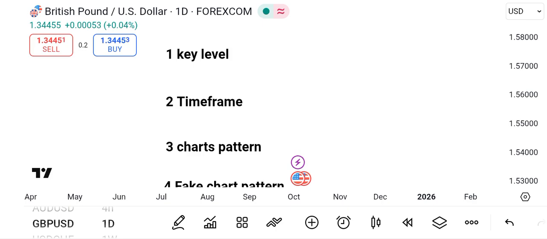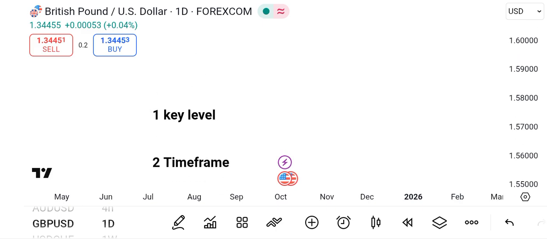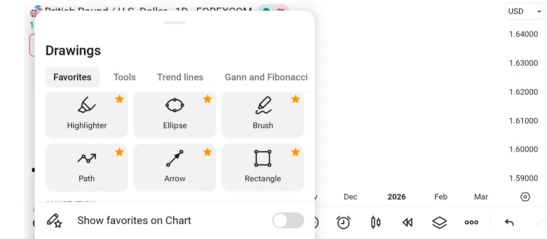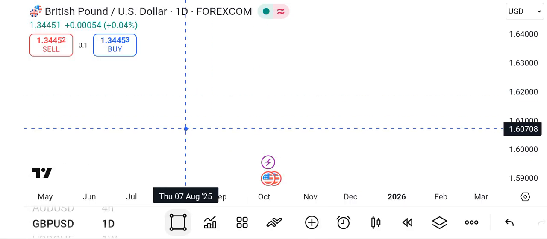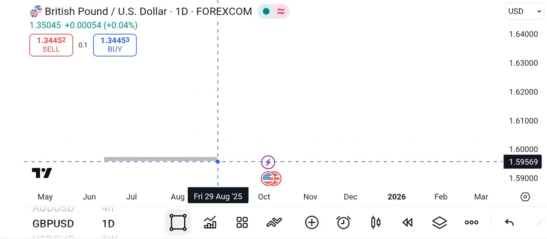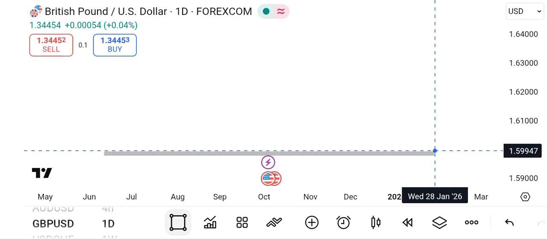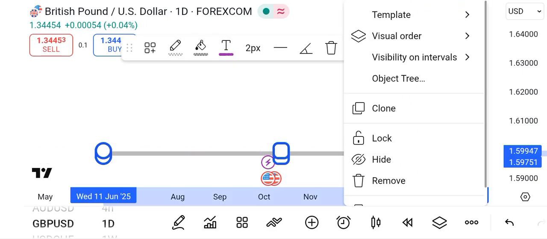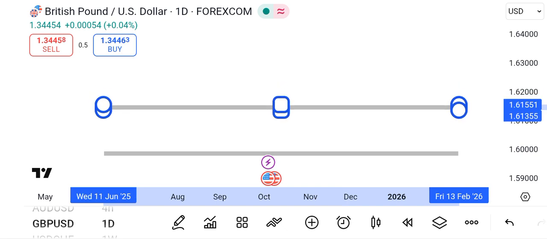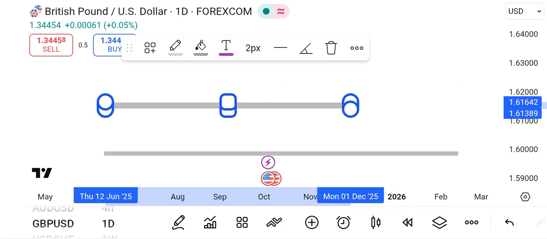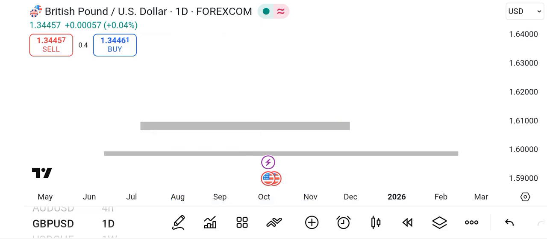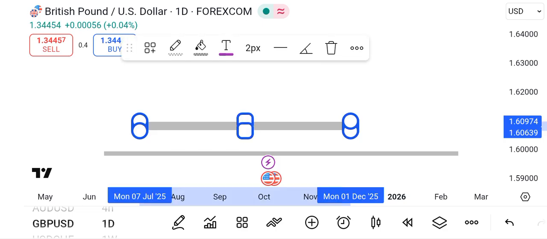So let me quickly show you an example of what I just said. First, let's start with key level. Let's say we have our key zone here. We have our first key zone. Let's say this is our weekly key zone. Let me clone this and make it shorter. And let's say we have our daily key zone. This is daily and this is weekly.